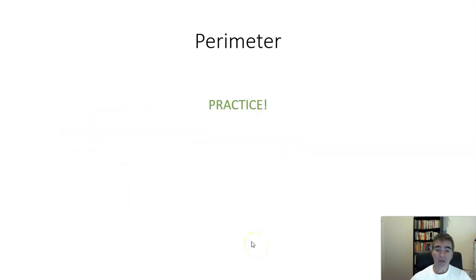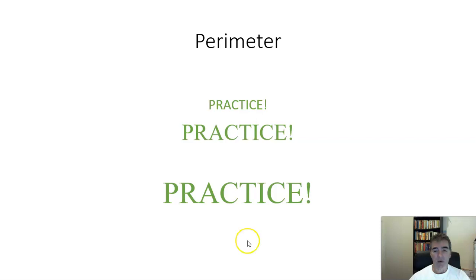So what you now need to do to get better at perimeter is just to practice, and then practice some more, and practice some more. And the more that you do that, you'll find that you'll get easier and better at perimeter, and you'll find that it's not that difficult when you're doing so.